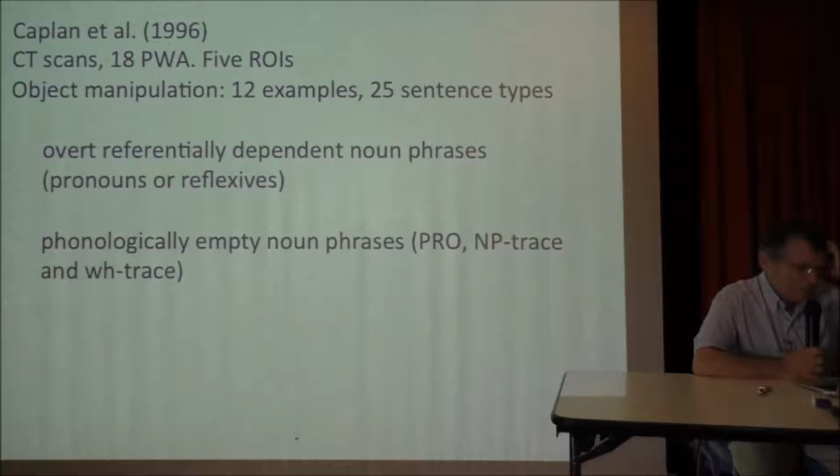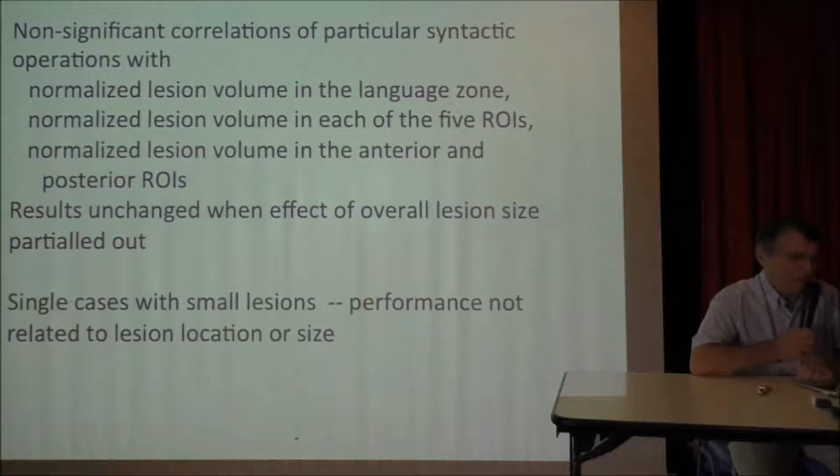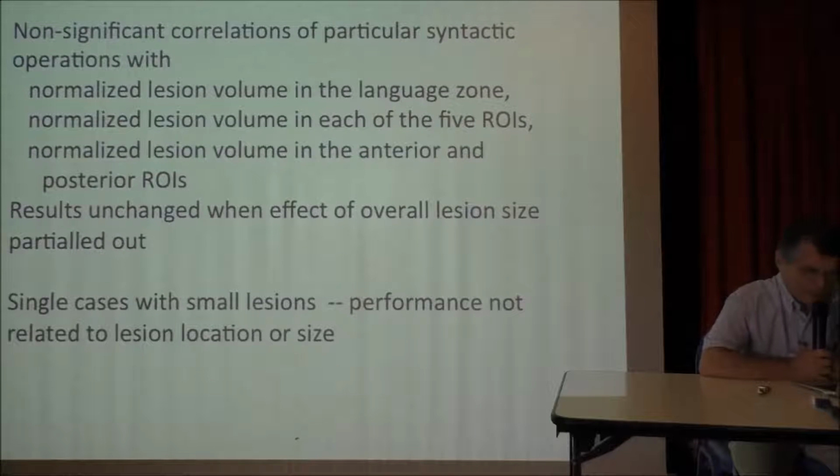In our 1996 paper, we studied 18 people with aphasia. We looked at 5 regions of interest. We had 25 sentence types, which is a lot, and 12 examples of each sentence type, which is a fair number. We looked at a wide variety of syntactic structures, so referentially dependent noun phrases, pronouns and reflexives, and phonologically empty noun phrases, pro, NP trace, and WH trace. And we found nothing.